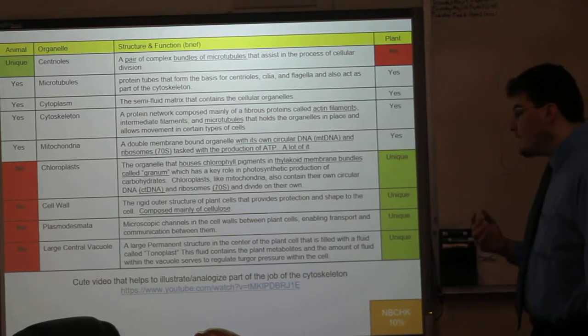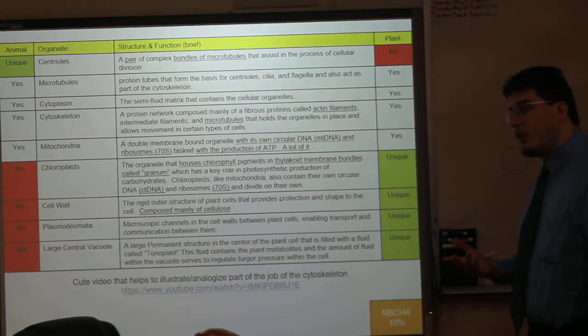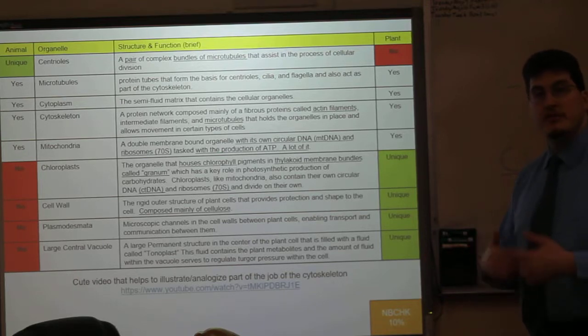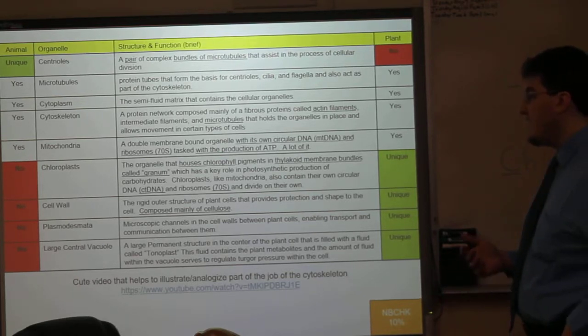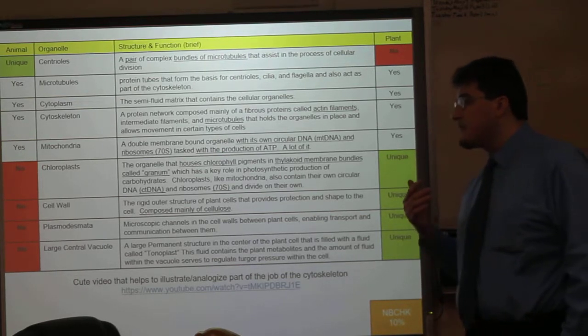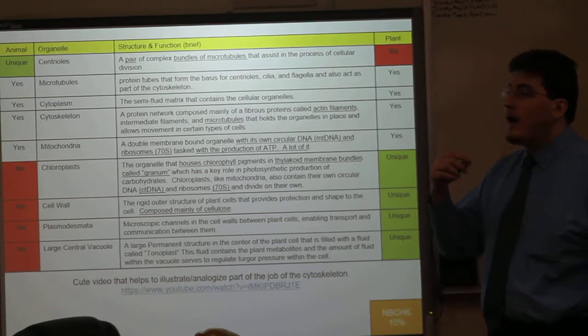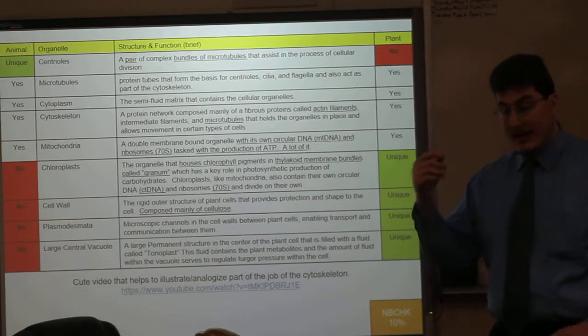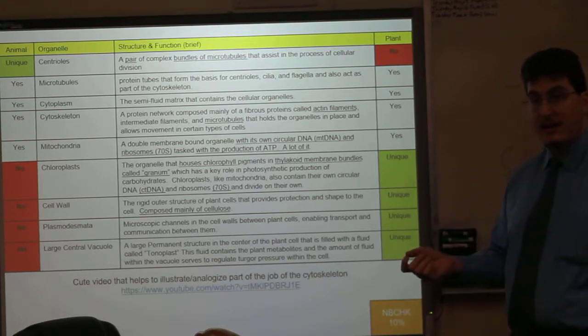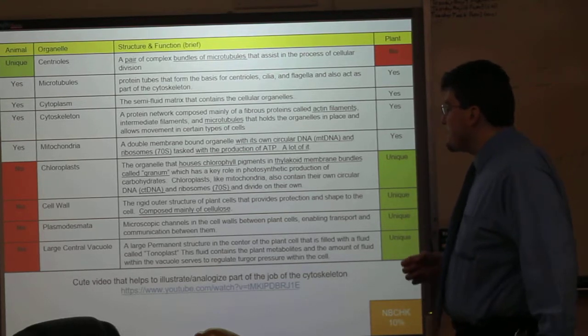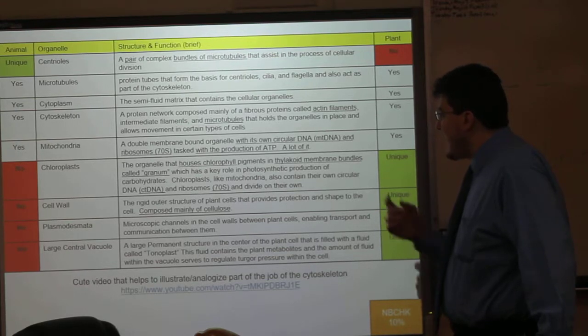Now, the large central vacuole will also contain certain other metabolites, including some things like graphite crystals or other irritants that, if you try and eat the plant, will rip you up inside. Yeah, we'll go with that.